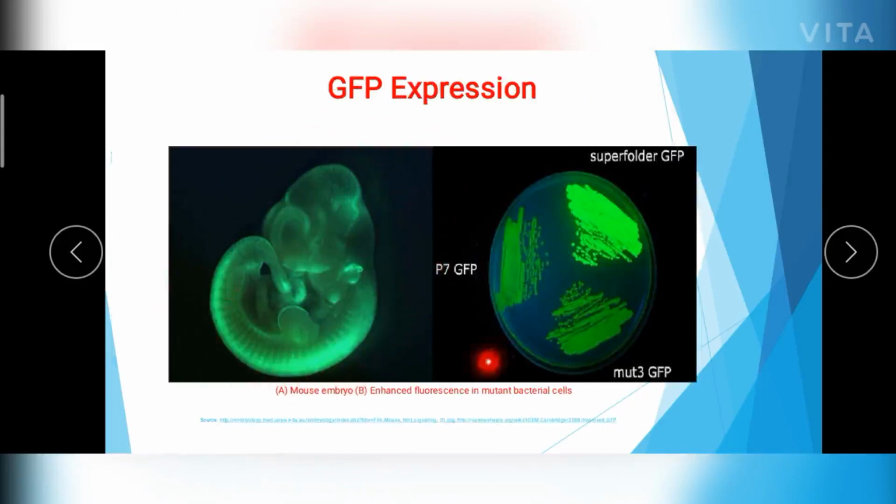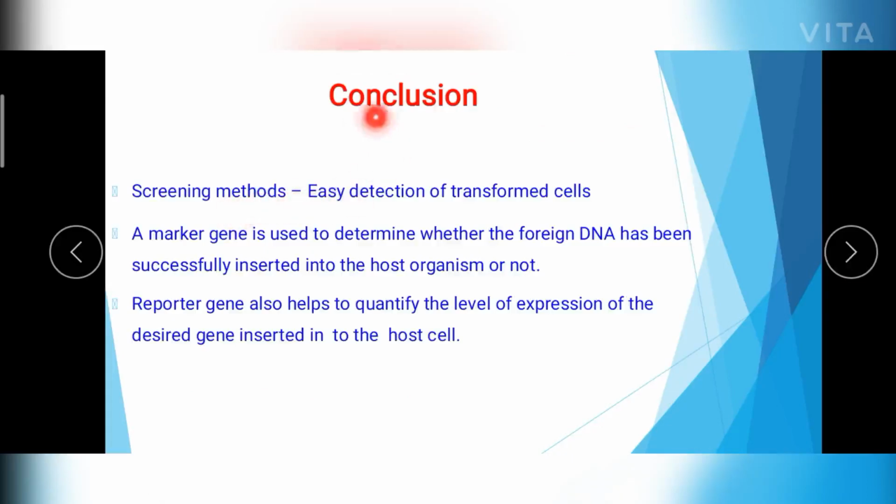This is the mouse embryo, and these are the bacterial cells which are having this particular reporter gene. So in conclusion, these screening methods are used for the easy detection of the transformed cells. So here you are using the marker genes for identifying the transformed cells. There are two types. One is the selectable marker. It is used just to know whether our foreign gene is inserted or not.